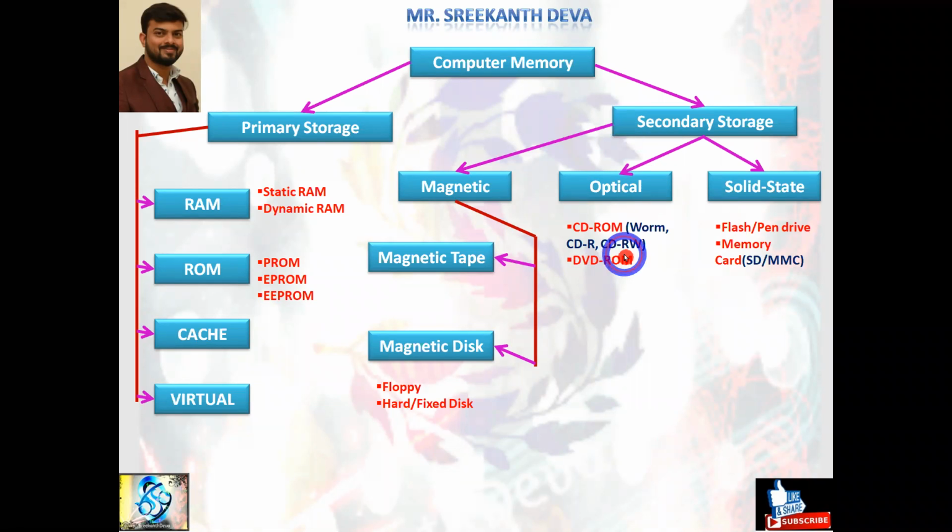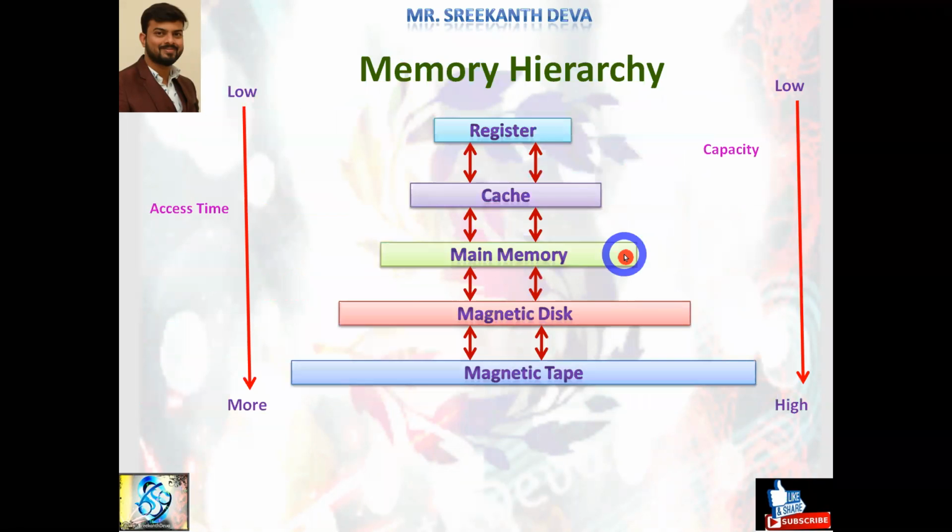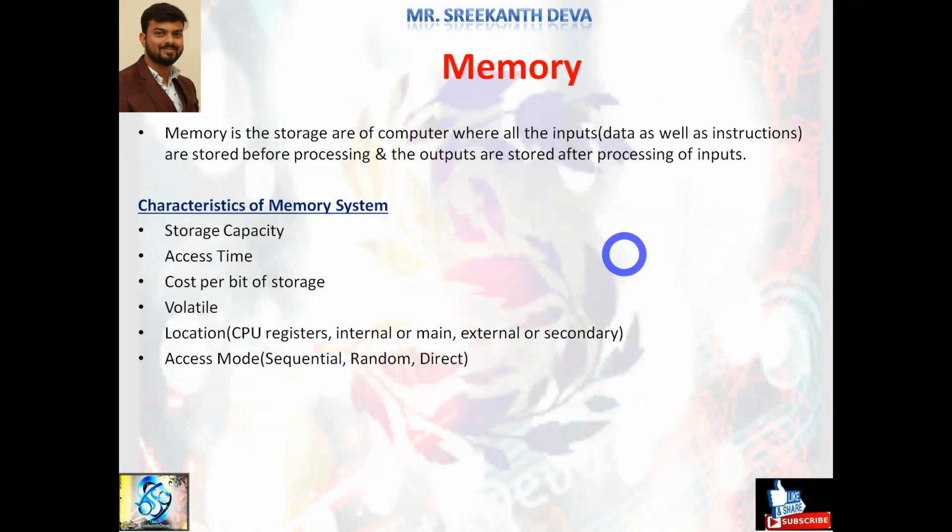I hope you're all clear about what memory is in this session. Because of time deficiency, I will continue these memories in the coming sessions. Okay, what is memory? Memory is a storage area. The main characteristics of memory are storage capacity, access time, cost per bit of storage, volatile and non-volatile, location-wise: CPU registers, internal or main memory, external memory, and access modes like sequential, random, and direct.